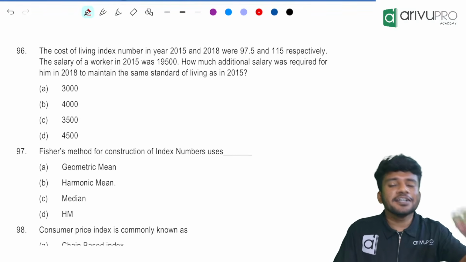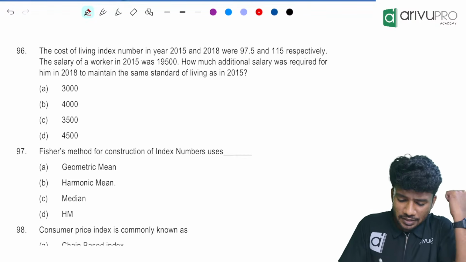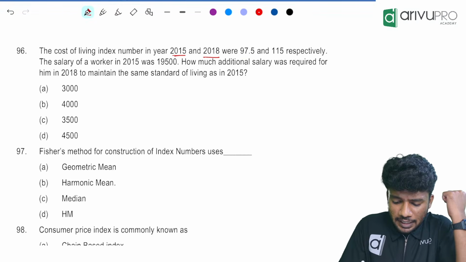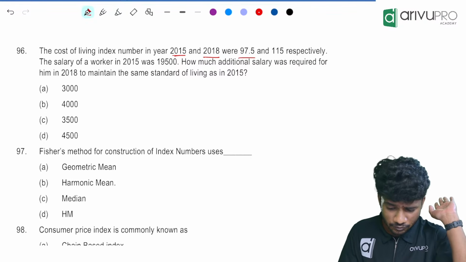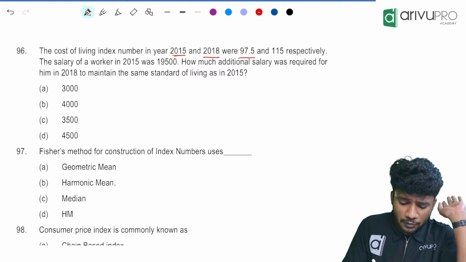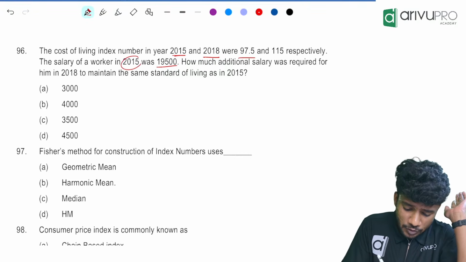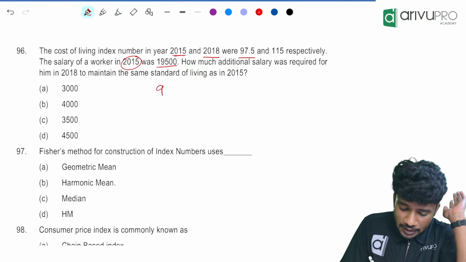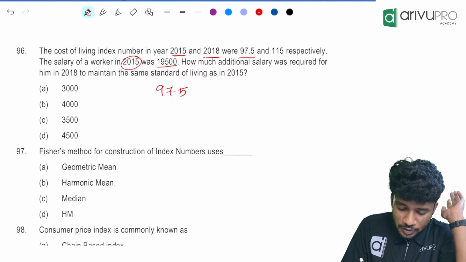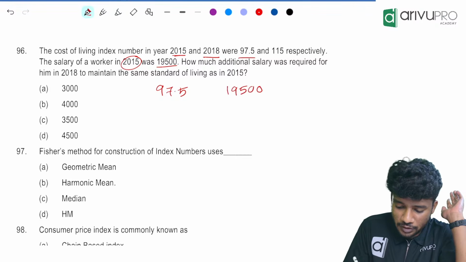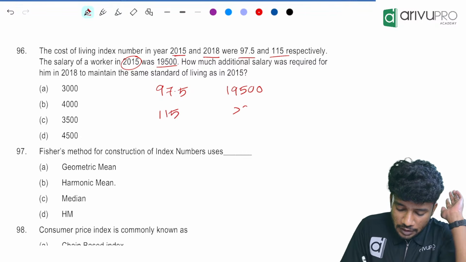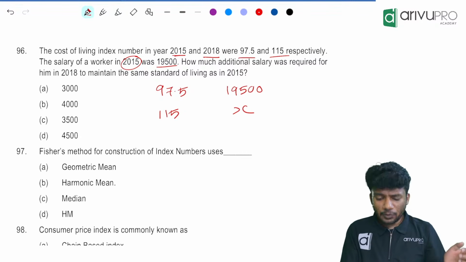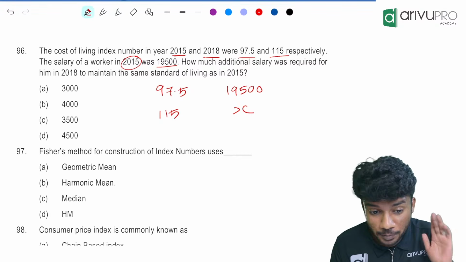Abrami, right answer. The cost of living index in the year 2015 and 2018 are given to be 97.5 and 115 respectively. Salary was this much. So that means in 2015, I'll write it: 97.5. How much was the salary? 19500. In 2018, the index is how much? 115. Then we need to find the X value. Then we will find how much extra should be paid.